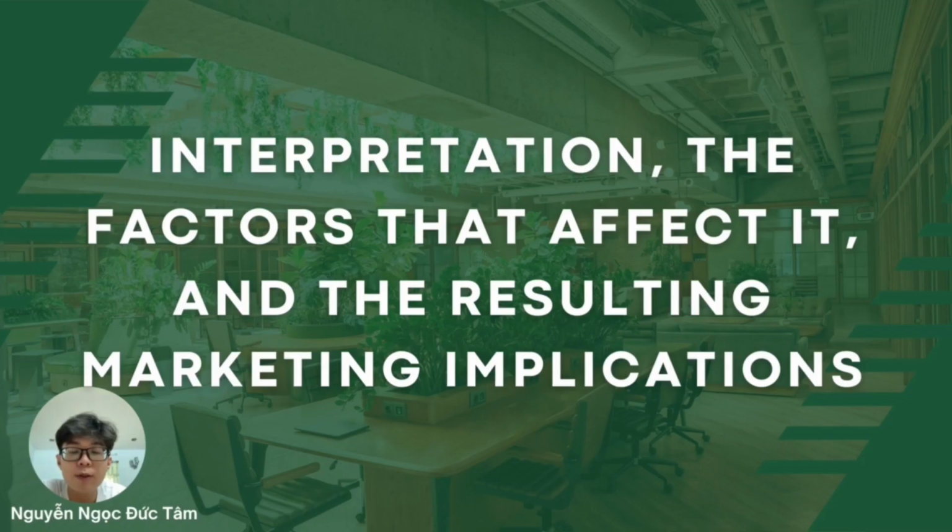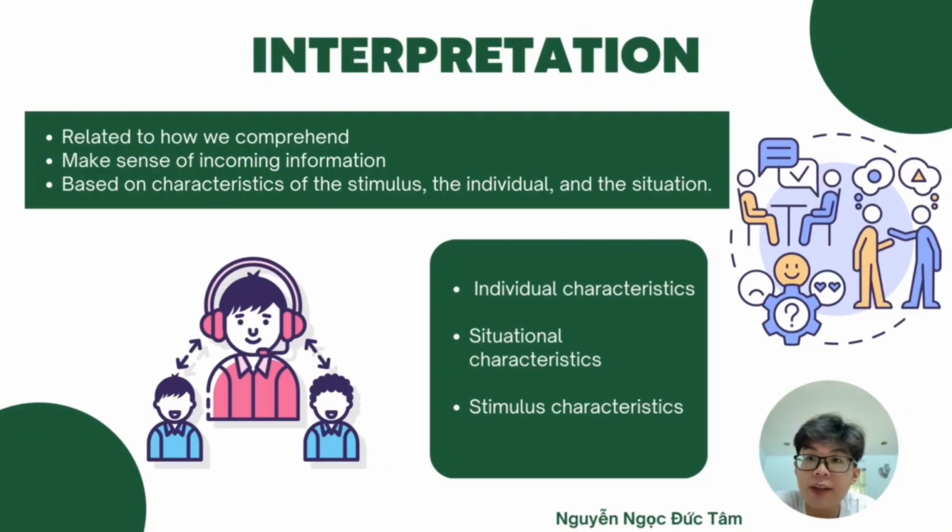So now we move to the next part, which is interpretation, the factors that affect it, and the resulting marketing implications. Interpretation is generally a relative process rather than an absolute one. Often referred to as perceptual reality, it is often difficult for people to make interpretations in the absence of some reference point. So there are four kinds. First is individual, second situational, third one is stimulus, and the fourth one is consumer inference.